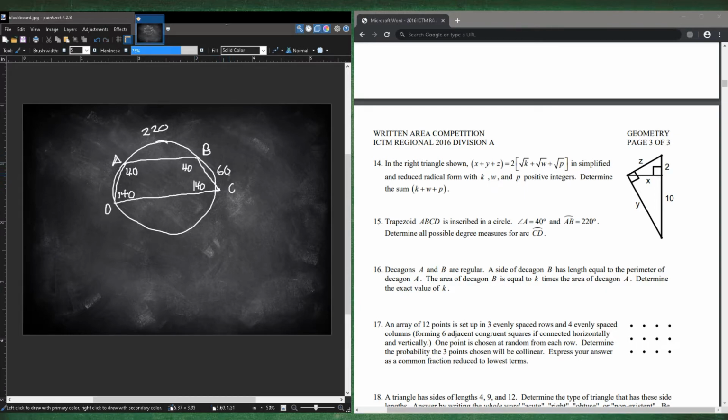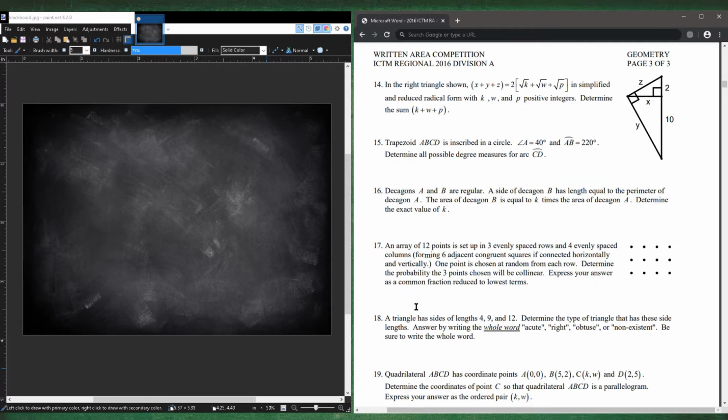Since we know that these are isosceles, if this is 60, this also has to be 60. So 220 plus 60 plus 60 is 340. A whole circle is 360, so 360 minus that is equal to 20. So our arc length for CD is equal to 20, and that's for 15.